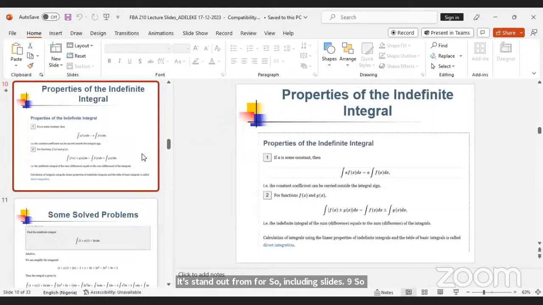So the properties of integration, you have been introduced to it at the 100 level. If you are integrating a function that is multiplied by a constant, it is advisable that you bring out the constant and then integrate the function. Say if you are integrating 2x with respect to x, it is advisable that you just integrate x on its own, and then whatever you get, you multiply by 2.